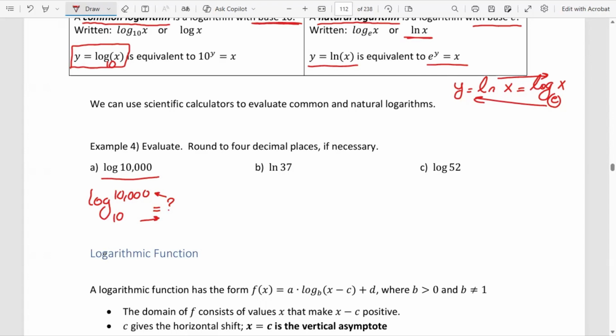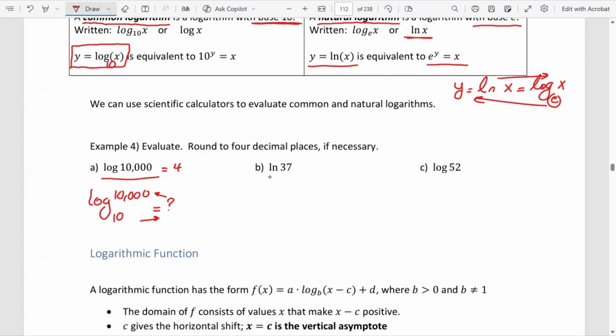We actually can do this one even without the calculator. If you want to do it without a calculator, you ask yourself how many times I multiply 10 by itself to give me 10,000. Since 10,000 has 4 zeros, that means the power must be 4. Or you can use the calculator, because on the calculator we have a log key, which is base 10. You just need to find the log of 10,000. Just type it in the calculator and get the answer, and you will see that the answer is 4.